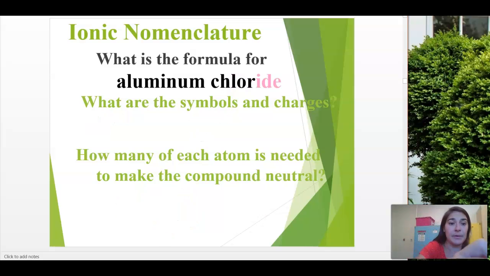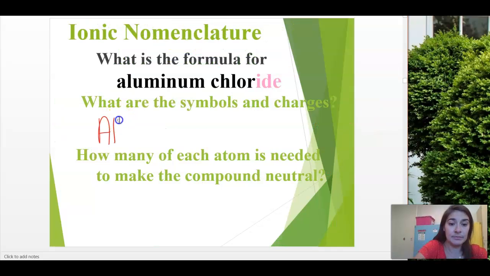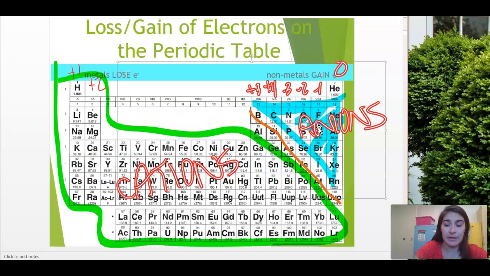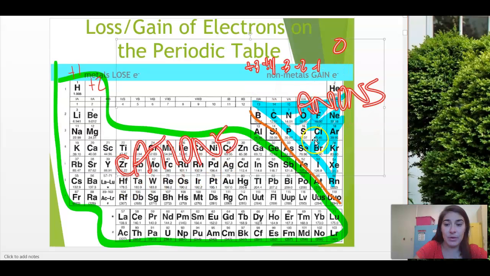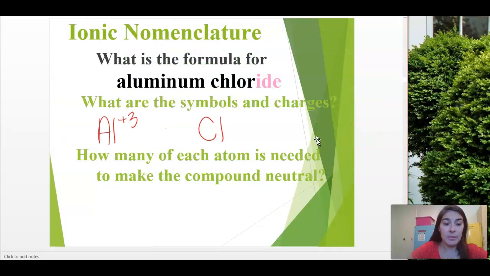Aluminum chloride. All right, so our symbol for aluminum is Al. When we find it on the periodic table, right here, it's in that +3 column. Chloride is chlorine. We find it on the periodic table right here. It's in the -1 column. Therefore, it's Cl with a -1 charge.